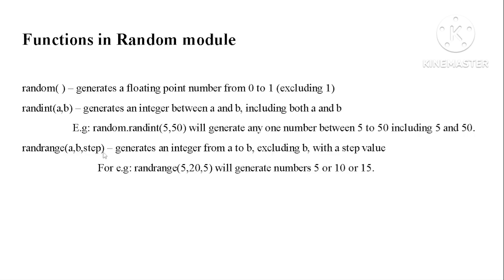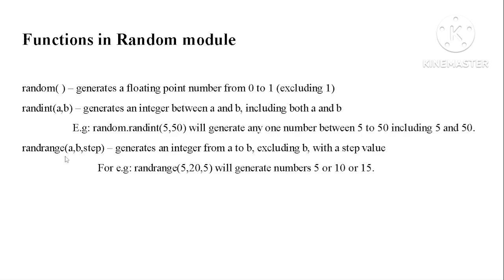There is another option called step value. What do you mean by step value? Suppose you wish to generate numbers from 1 to 100, then you will give 1, 101. Why? It will stop one step before. 1, 101 and step value 2. When you give step value 2, it will generate numbers in skip counting of 2. So, it will generate numbers 1, 3, 5, 7, 9, 11 and so on.